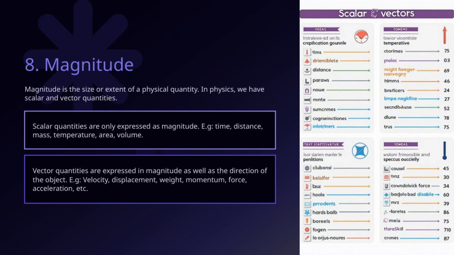Now, when we look at quantities like velocity, displacement, weight, momentum, force, or acceleration, these are examples of vector quantities. They have both magnitude and direction, which makes them a bit more complex but also more descriptive of real-world situations.